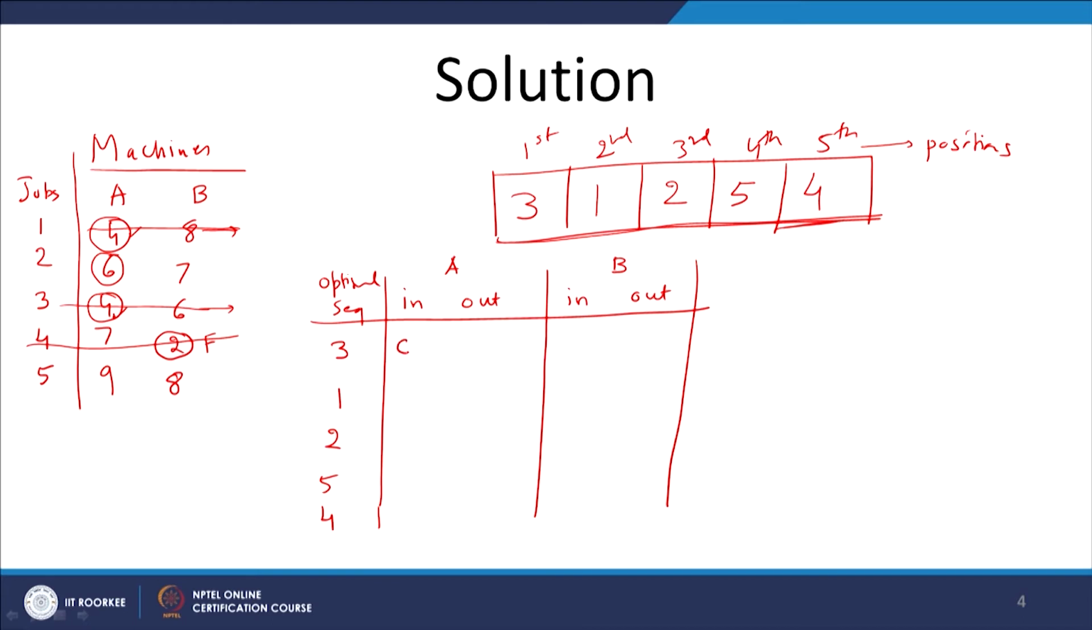First of all, the system starts at t is equal to 0, that is the third job. When it goes to the A machine, the time is 0, and the third job requires how much time on the A machine? It requires 4. So, therefore, time out is 4.